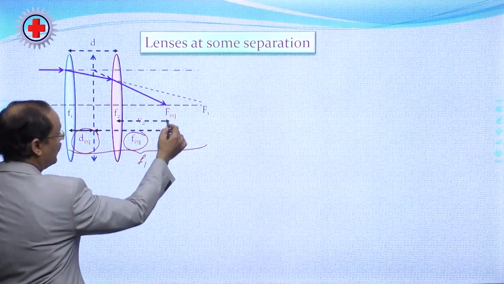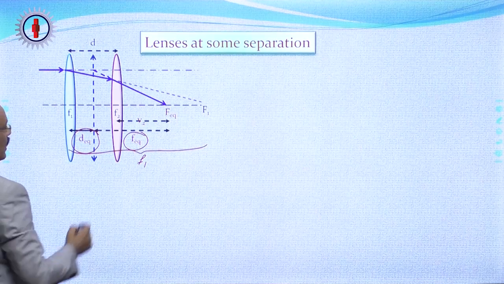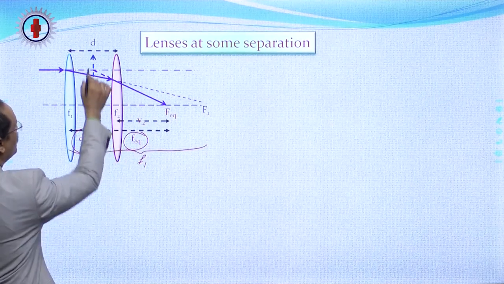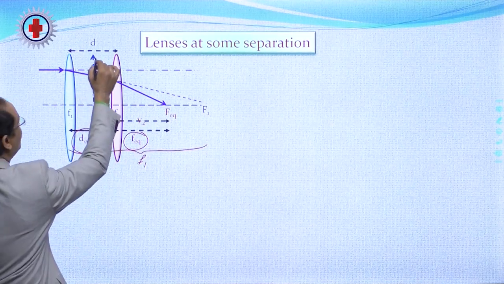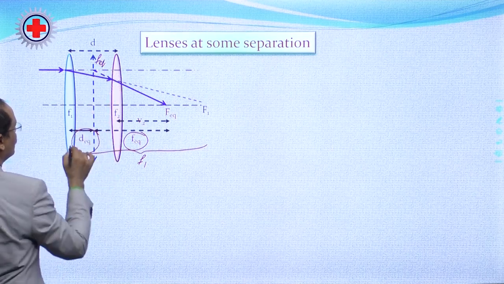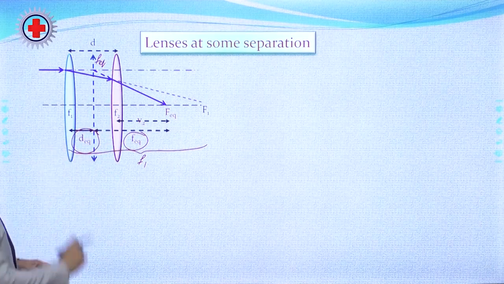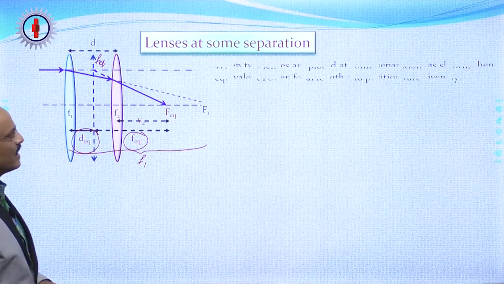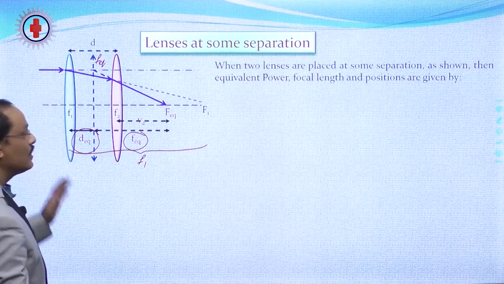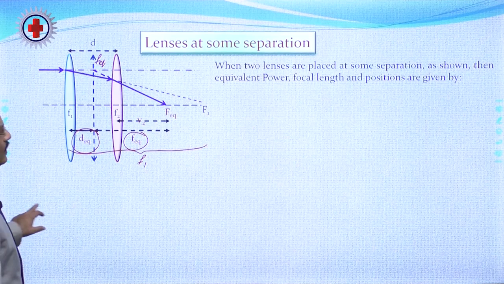The distance of the equivalent focal length is f equivalent from the equivalent lens. This is our equivalent lens. Okay, this is f1, this is f2, and this is the equivalent lens. Their values I have given at the beginning itself. How to get those values, we will see.